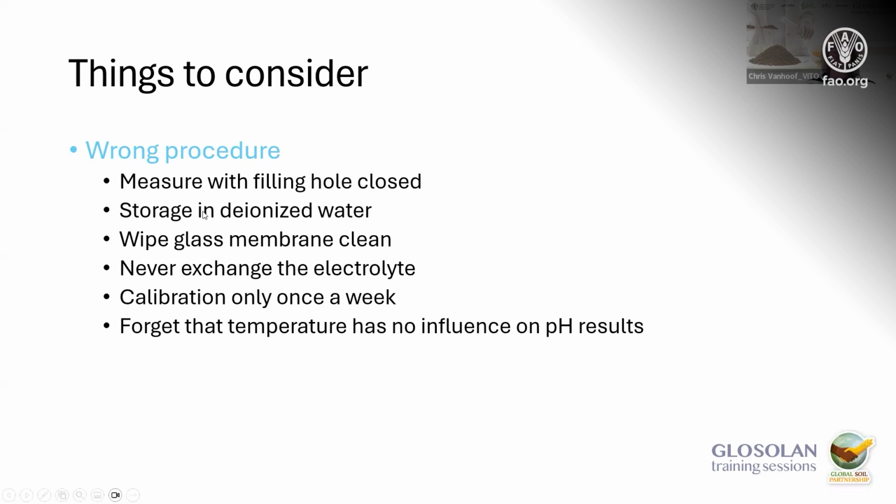You may never store your electrode in deionized water, but in a concentrated potassium chloride solution or special buffer solutions for the electrode. You never wipe your glass membrane clean. You only flush it with water or another suitable agent. You may never exchange the electrolyte. You always fill and add additional electrolyte. Your calibration has to be done daily and not on a weekly basis. And also, do not forget that temperature has an influence on the pH result. It's also important to know.